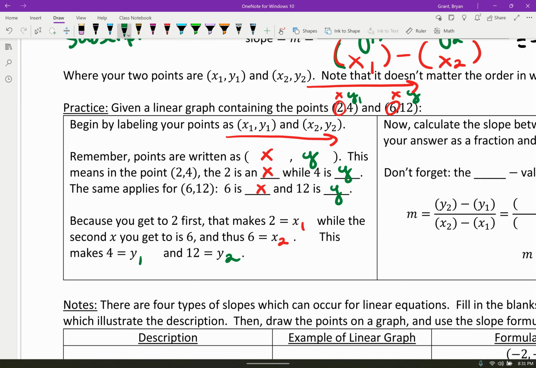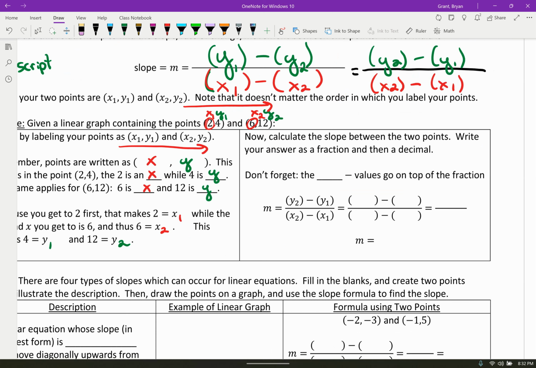So we gave this one a 1, 2, and we gave this one a 1 and a 2. The order is important. X1, Y1 need to be together. X2, Y2 need to be together, though you could switch the order if you wanted to read it backwards. Then we're going to calculate the slope between the 2 points. Now, don't forget, when you do your slope formula, this is the most common mistake students make. The y values go on top. It's the rise, the y's, the rise over the run.